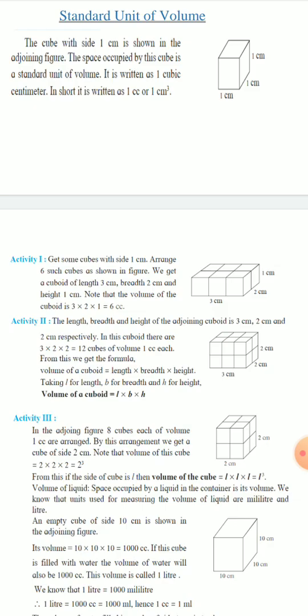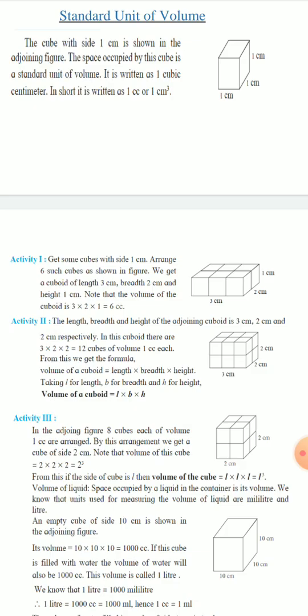Now if I want to calculate the volume of a liquid, what should I do? As we all know, the space occupied by a liquid in the container is its volume. So when we are defining volume, volume is what? The space occupied by that particular geometry. So the space occupied by a liquid in the container is its volume itself.